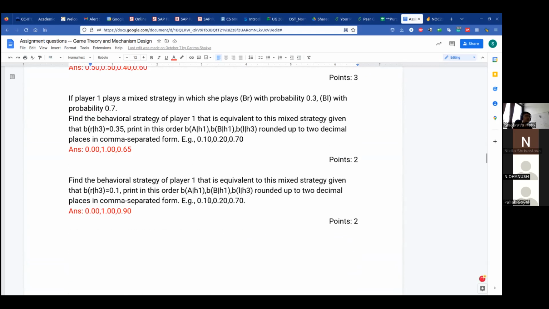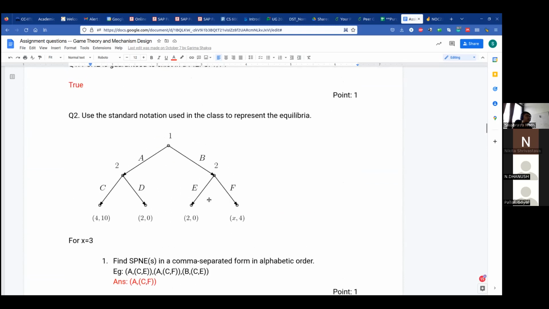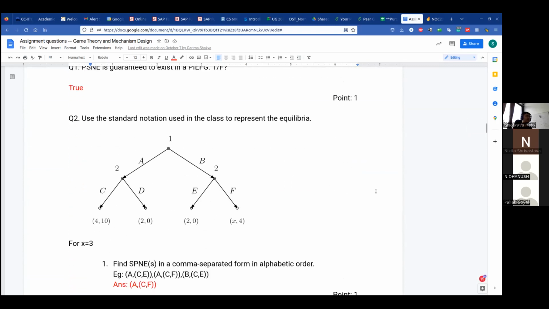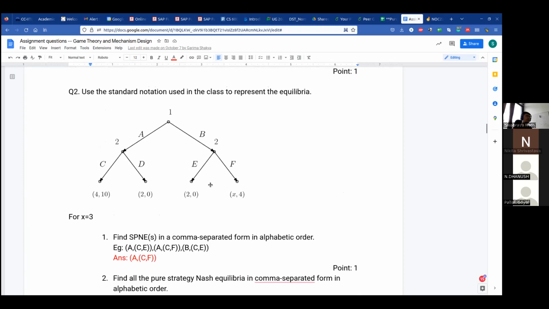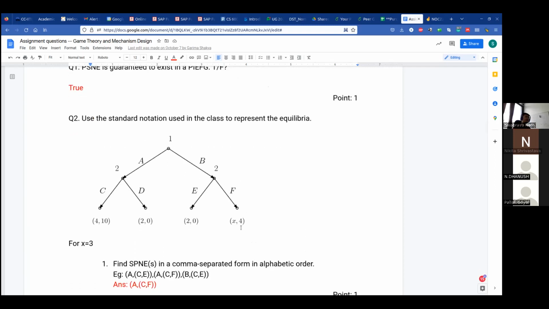Sir, week four, can you just tell the approach for SPNE? How to find an SPNE for the given diagram? This question is asked for a very specific x. So can you explain for x equal to 4? Okay, so let's say x equals 4, so then this becomes 4, 4. What is the method that you apply here to find the subgame perfect Nash equilibrium?